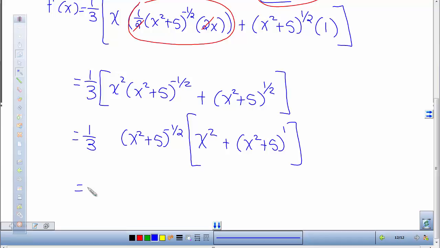So this cleans up as my numerator is going to be 2x squared plus 5, and my denominator is 3 times x squared plus 5 to the 1/2.